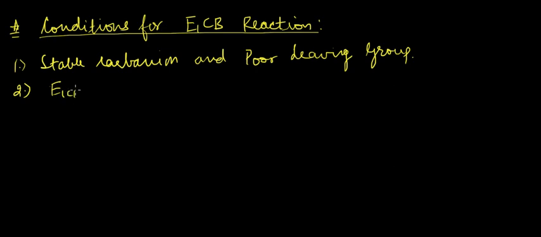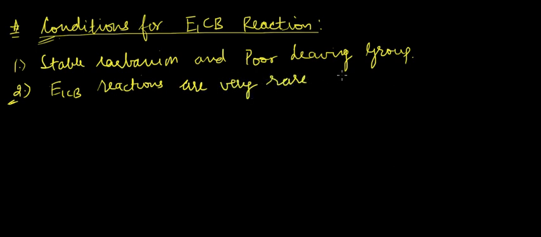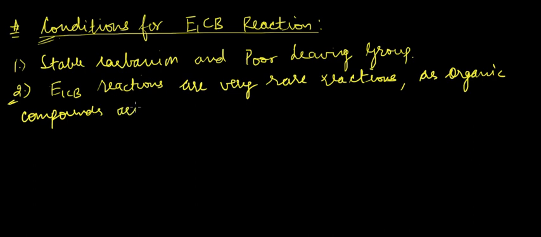Okay, E1CB reactions, this is not basically a condition, it's just a fact. E1CB reactions are very rare reactions, as organic compounds are weak acids, and if they are weak acids they would be less willing to give away their acidic hydrogen, because of which we get a carbanion in our intermediate, as organic compounds are weak acids.